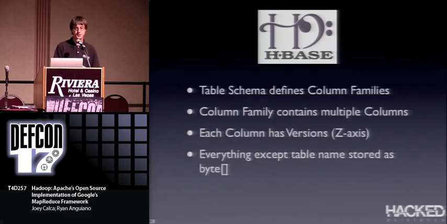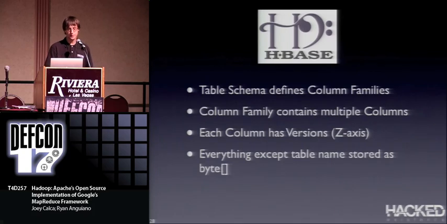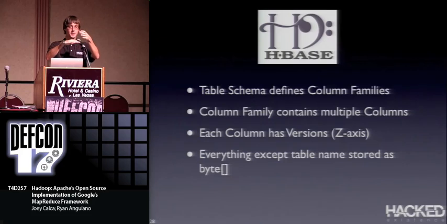Okay, so the table schema defines your column families. HBase is like a database of a bunch of other databases. You have a row key and then a column family, where inside of your column family at that cell, you have a bunch more columns. And then, coming down off of that on the z-axis, you have versions, so you can have timestamps.